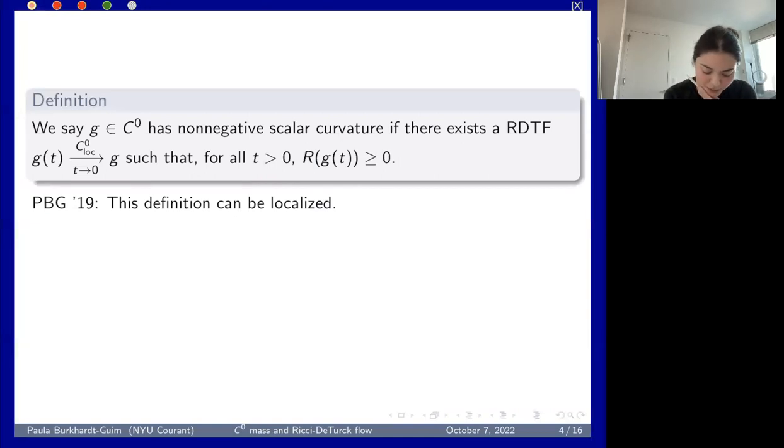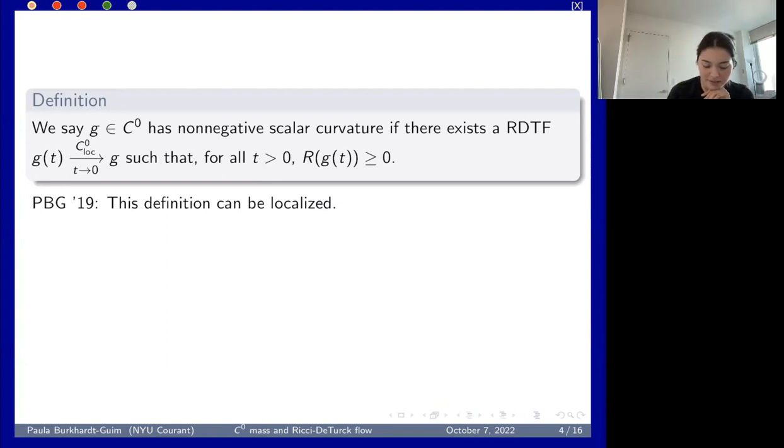Okay, and so, what I showed a couple years ago now is that this definition can be localized. So there's a meaningful way of using Ricci-DeTurck flow to talk about what it means for a C0 Riemannian metric to have a lower scalar curvature bound at a point or on an open set.